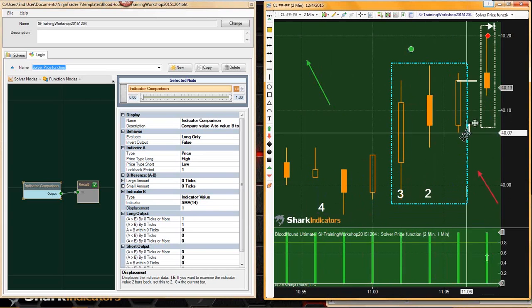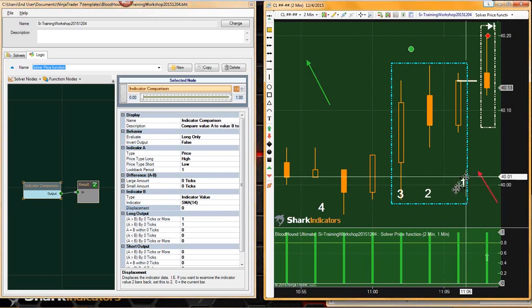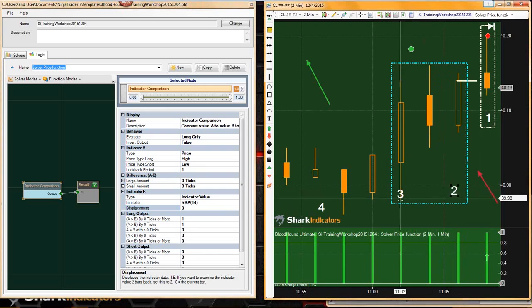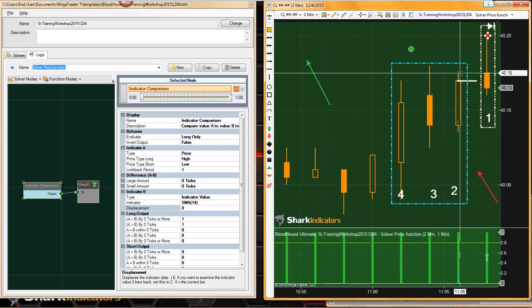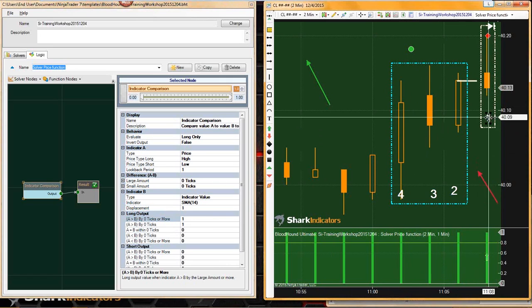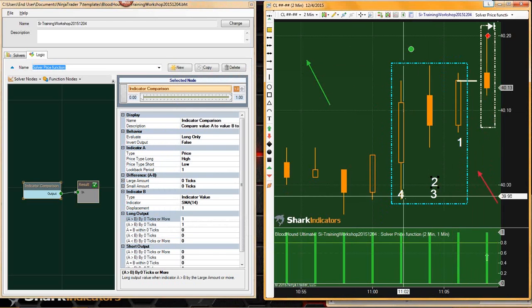So the bar numbering is going to be something like this, with the displacement set to 1. If the displacement is set to 0, which is normal, then this becomes bar 1 again. So if you want to compare the high price to the last 3 bars' high price, you do have to use a displacement of 1. So this becomes like that. Let's get that out of the way.